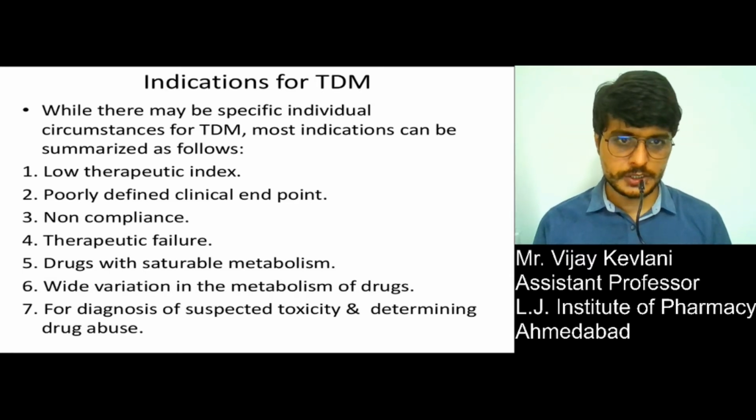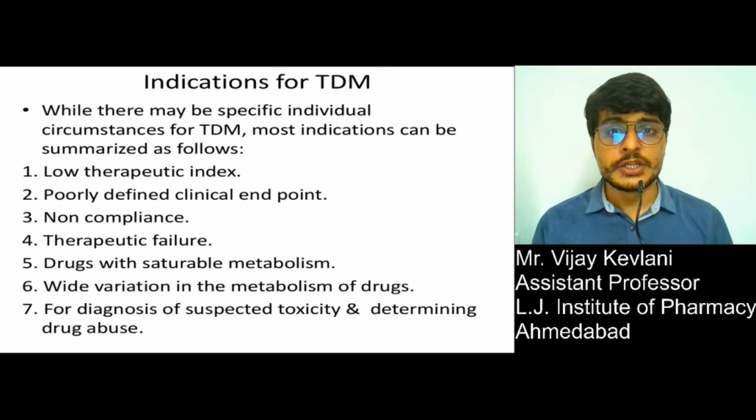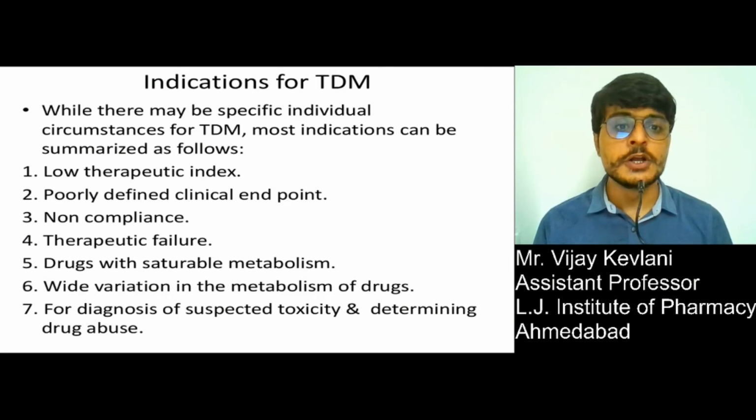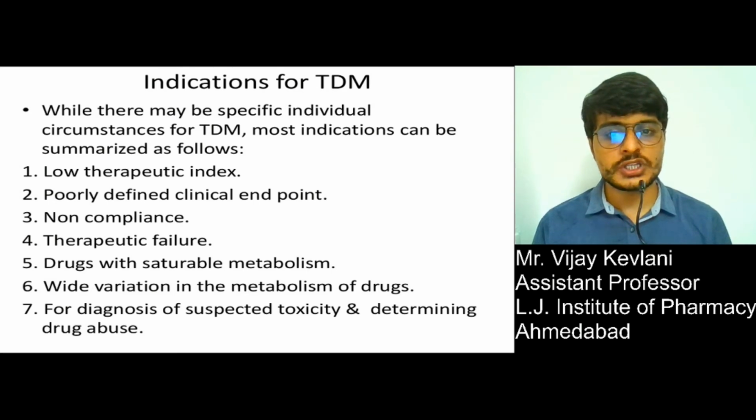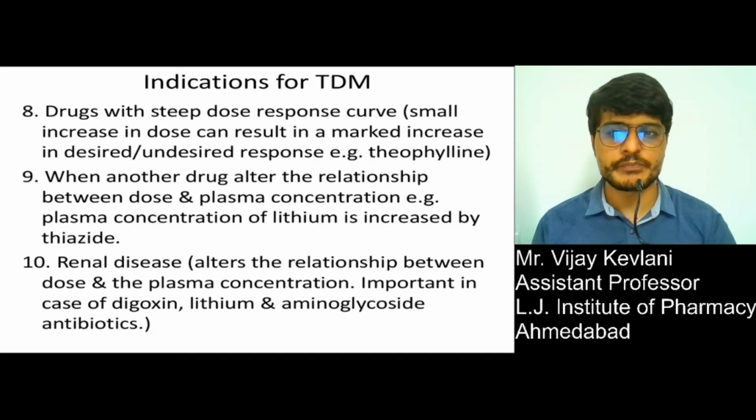Indication for therapeutic drug monitoring. While there may be specific individual circumstances for therapeutic drug monitoring, most indications can be summarized as follows. First, low therapeutic index. Second, poorly defined clinical endpoint. Third, non-compliance. Fourth, therapeutic failure. Fifth, drug with saturable metabolism. Sixth, wide variation in metabolism of drug. And seventh, for diagnosis of suspected toxicity and determining drug abuse.